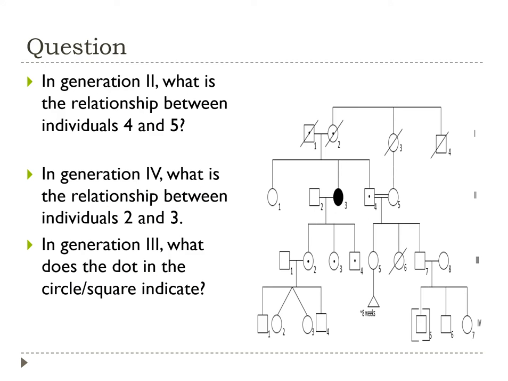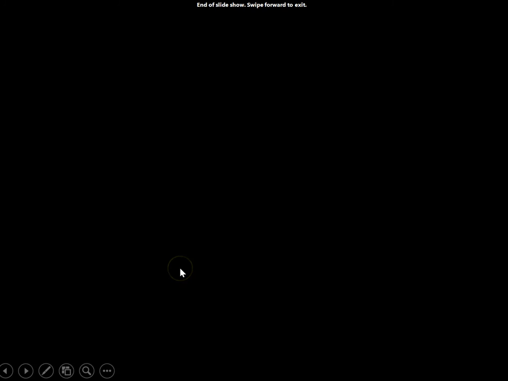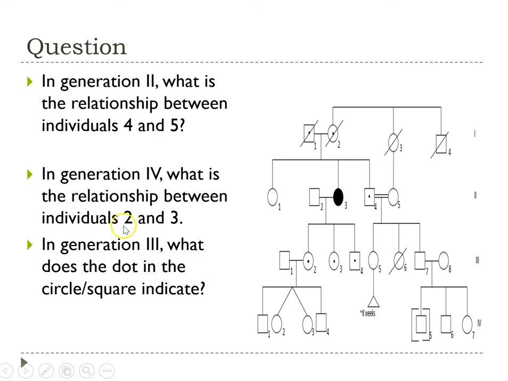So in generation 2, what is the relationship between 4 and 5? So the relationship I already went through. In generation 4, what is the relationship between 2 and 3? And they are dizygotic twins. In generation 3, what does this dot represent? And that represents that they're a carrier of this disorder. So this concludes this module.